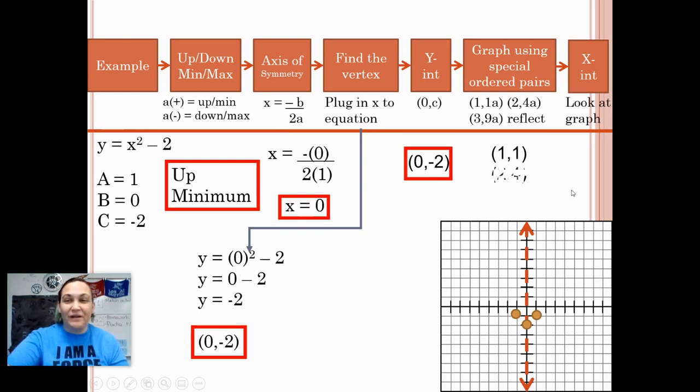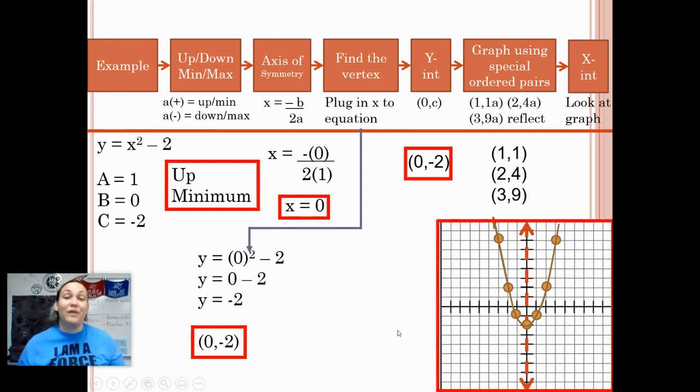My next special ordered pair is 2, 4. Putting your pencil back on the vertex, I'm going to go right 2 and up 4, and I'm going to reflect left 2 and up 4. My final special ordered pair is 3, 9. So I'm going to go right 3 and up 9. Sometimes the 3, 9 doesn't fit on the graph, but you should try it because if it does fit, you do need to graph it. When we're connecting our dots, we're connecting them with a curve, a U shape, not straight lines, a curve. This is my graph.